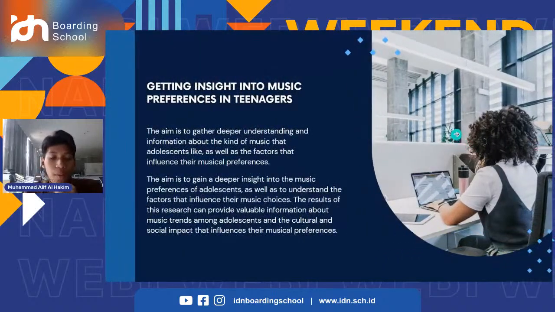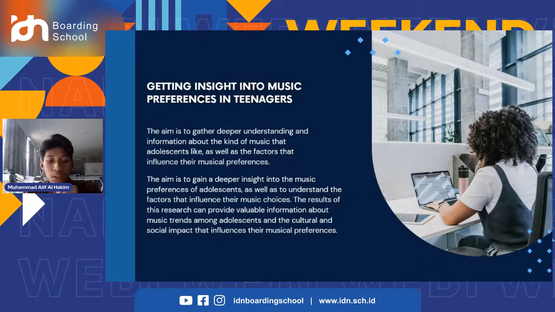For getting insight into music preference in teenagers, I aim to gain a deeper understanding and information about the kind of music that adolescents like, as well as the factors that influence their musical preference. The aim is to gain a deeper insight into the music preference of adolescents, as well as to understand the factors that influence their music choice.